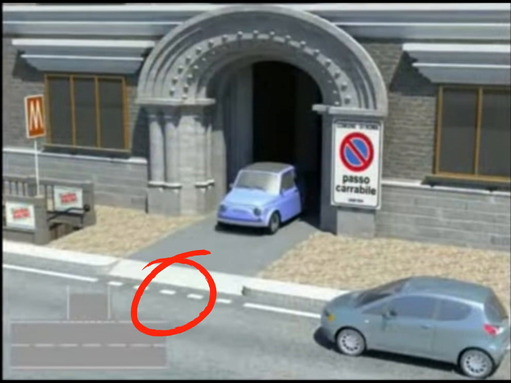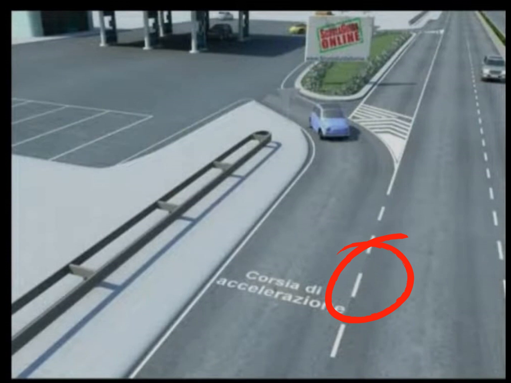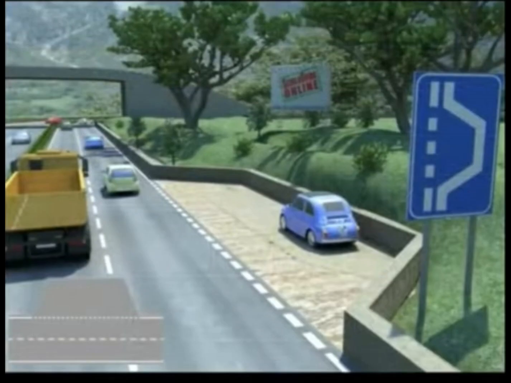Now, this continuous line separates this part of the road from the main carreggiata. So in case they ask you, this line separates passo carrabile from carreggiata, corsia di accelerazione or decelerazione from carreggiata. You can also say the line separates this piazzola di sosta from the main carreggiata, white broken lines. So the question may be what separates this place from the main road: broken lines.